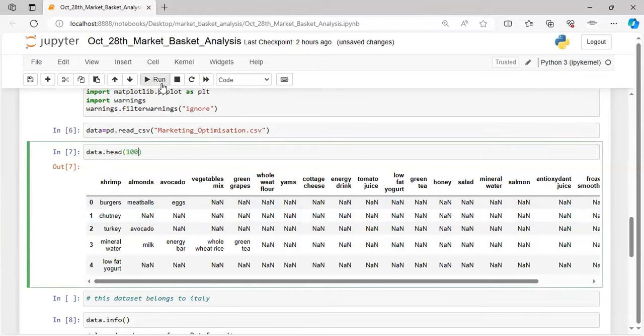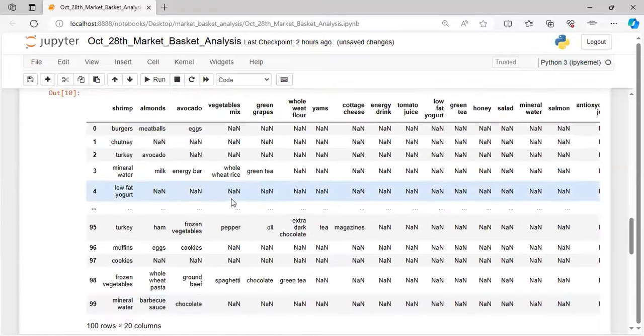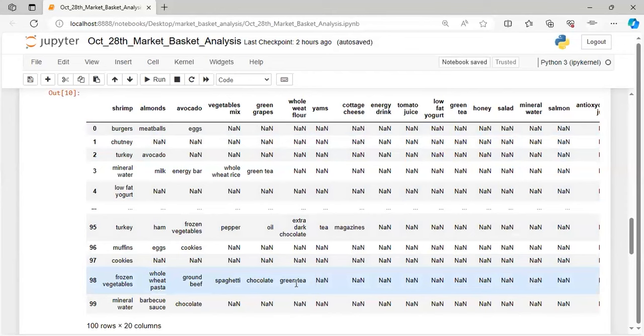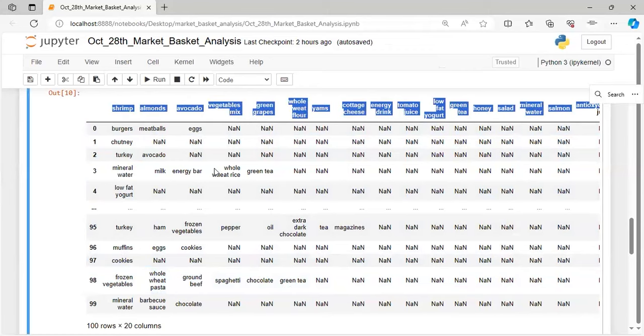One minute, let me see. So it's like that, frozen vegetable is under the category of this shrimp. This almonds is the whole wheat pasta. Vegetable mix is this. Green grapes, they have kept this as a chocolate here also. Whole wheat flour is the green tea. There is some kind of column name, but basically it's not indicating exactly the columns. Basically, this is the combination.